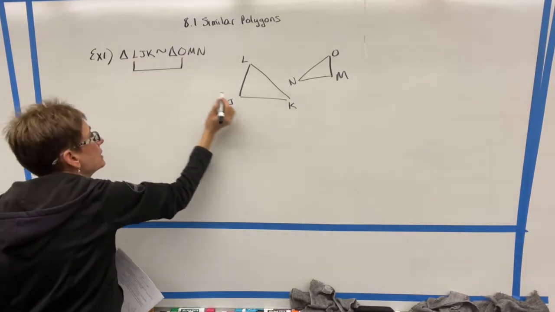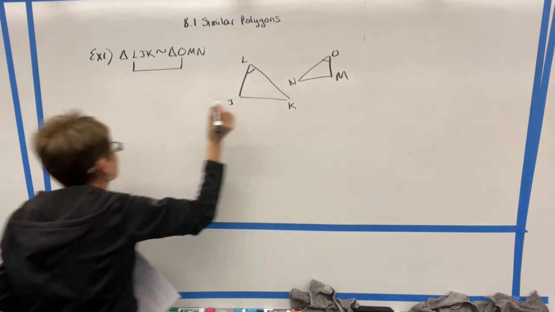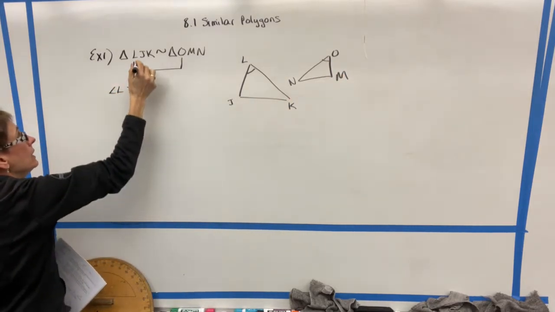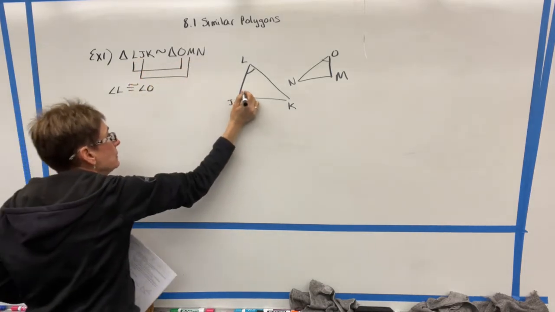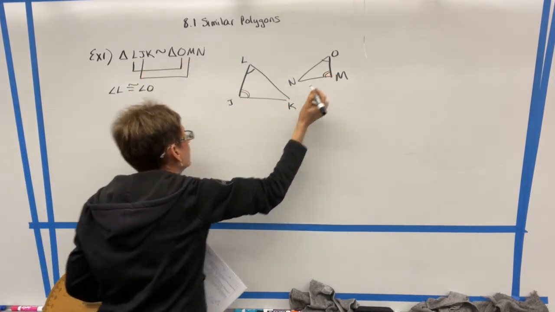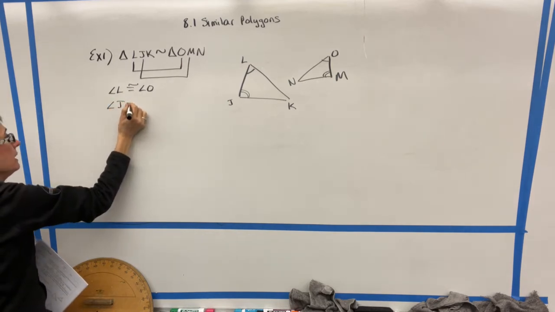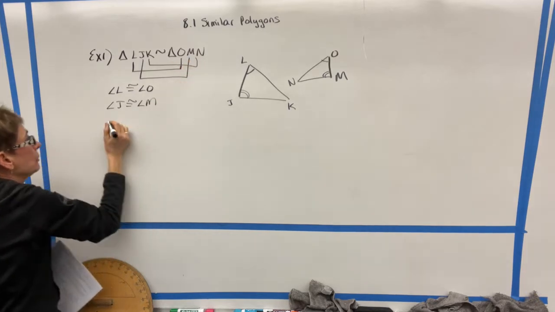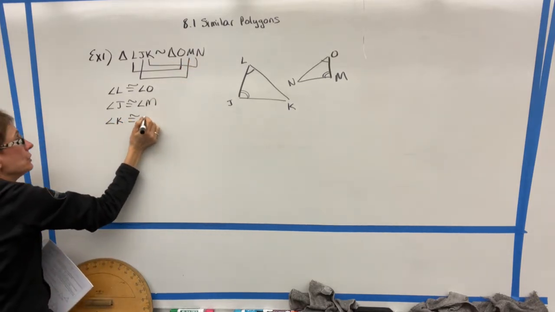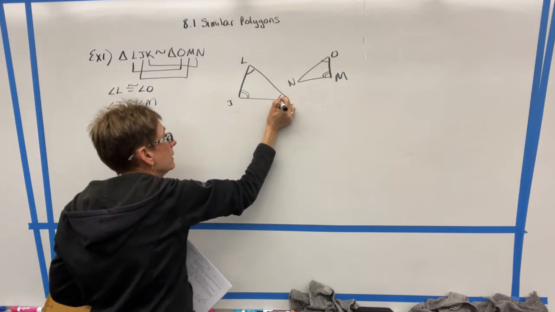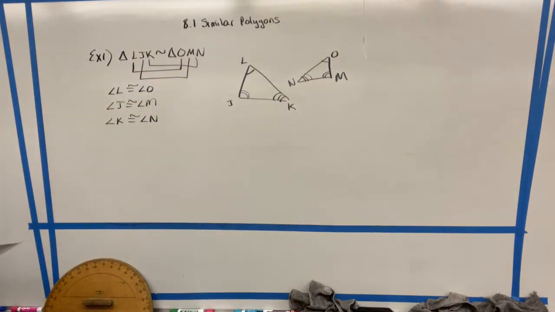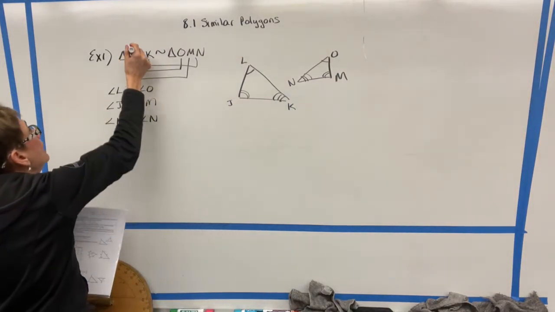L would be congruent to O because they're both first. So I'm going to write angle L is congruent to angle O. J would be congruent to M because they're both second. So angle J is congruent to angle M. And then angle K would be congruent to angle N. So that would be the congruent angles. Now let's look at the corresponding sides. We just talked about that a minute ago.